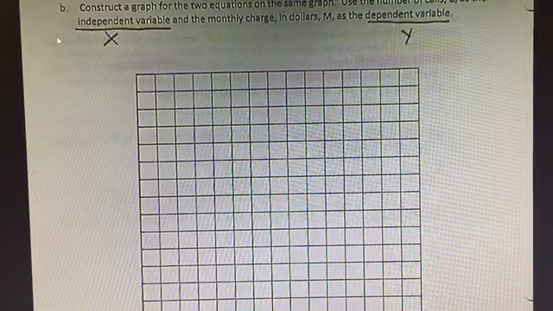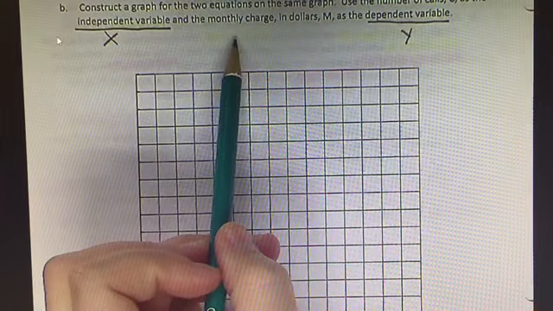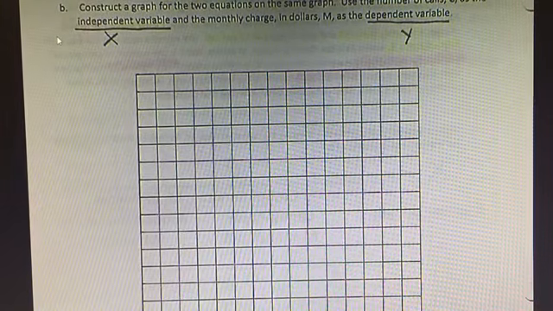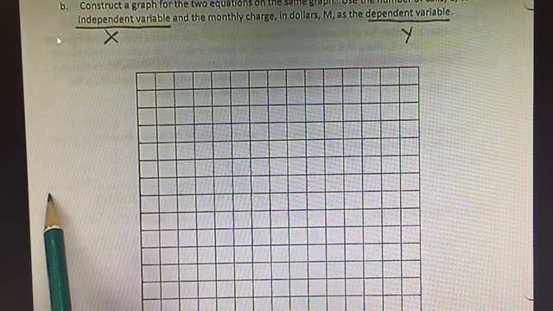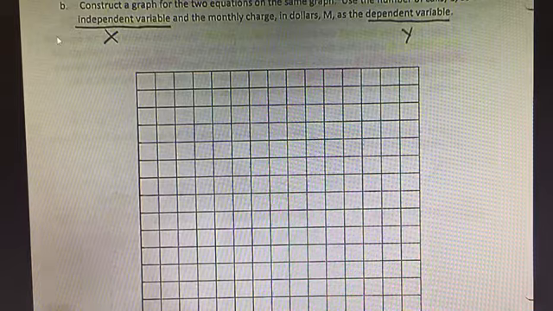Okay, when you guys do this, there are a couple things you always have to have on a graph. You guys are going to have a title. You are going to have to label the X. You're going to have a scale for the X. You're going to have to label the Y, and you're going to have a scale for the Y.